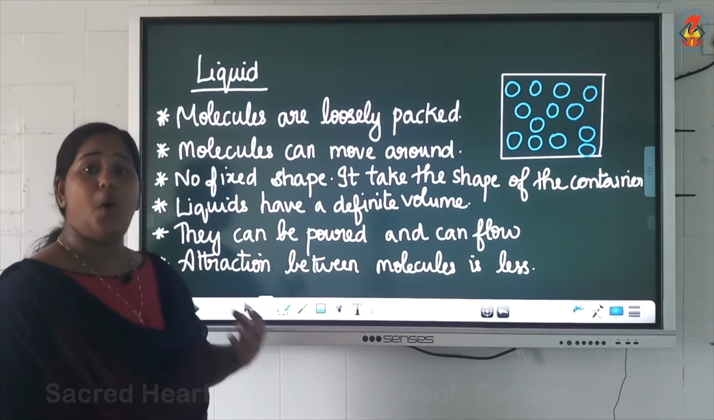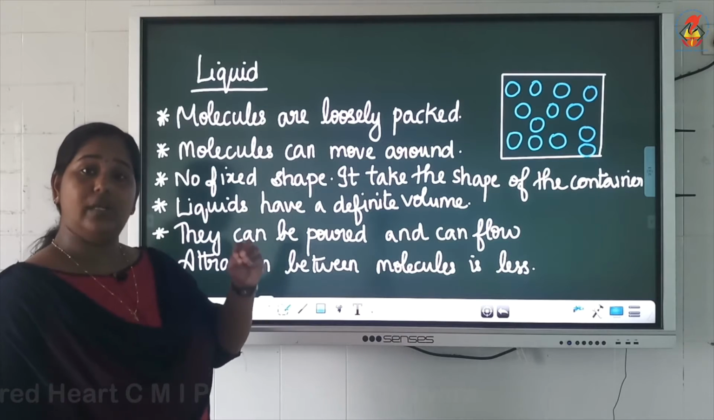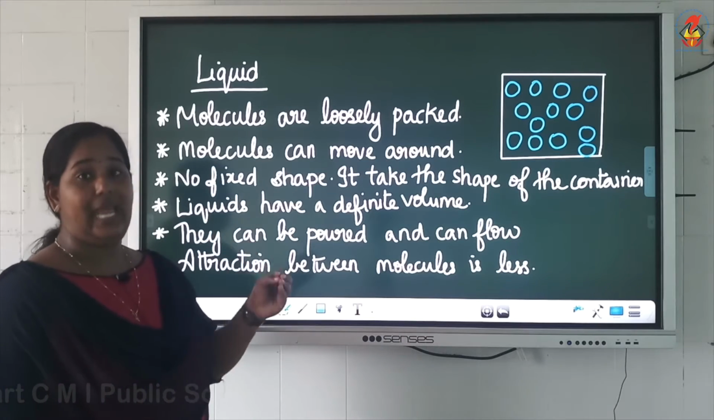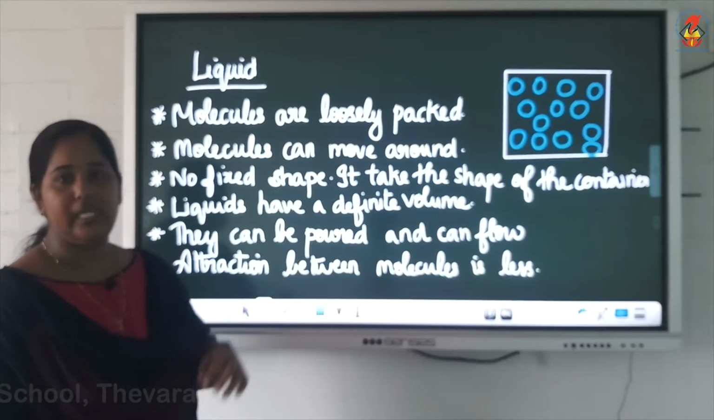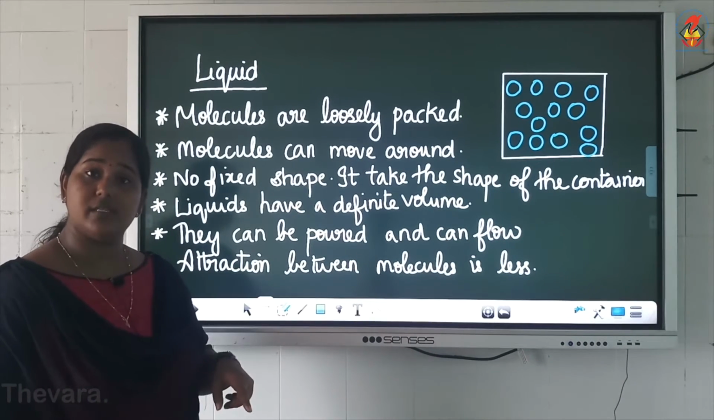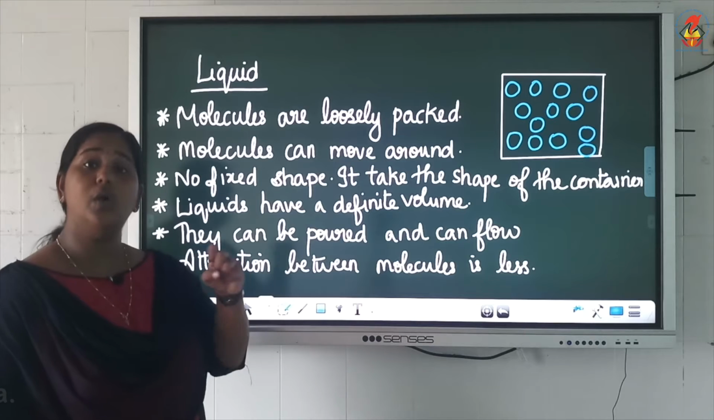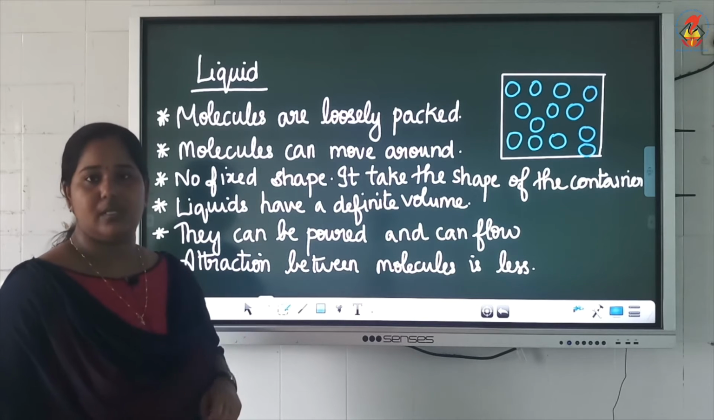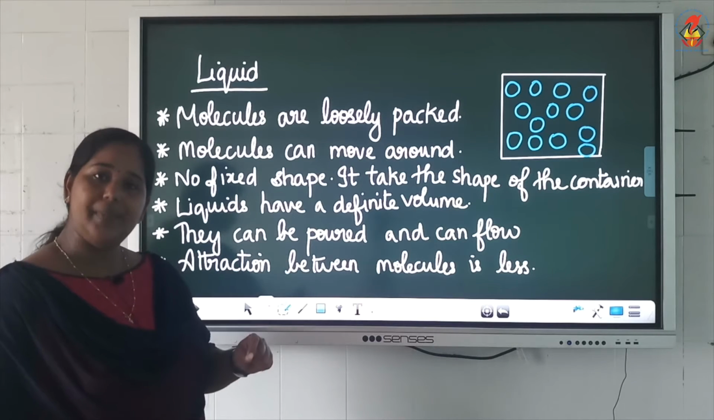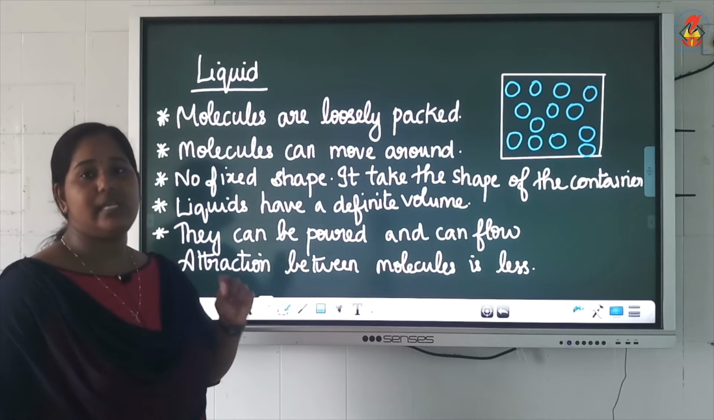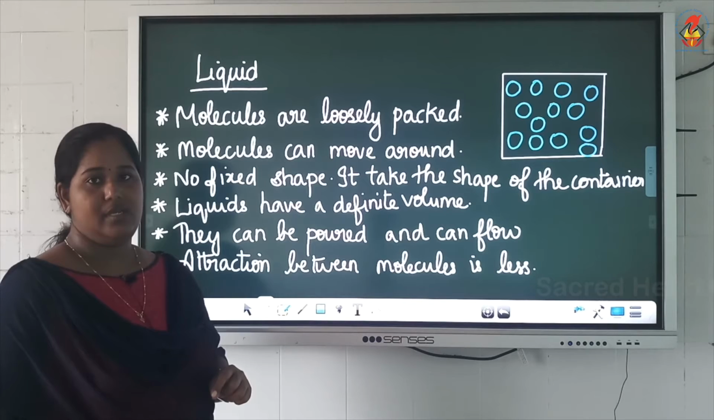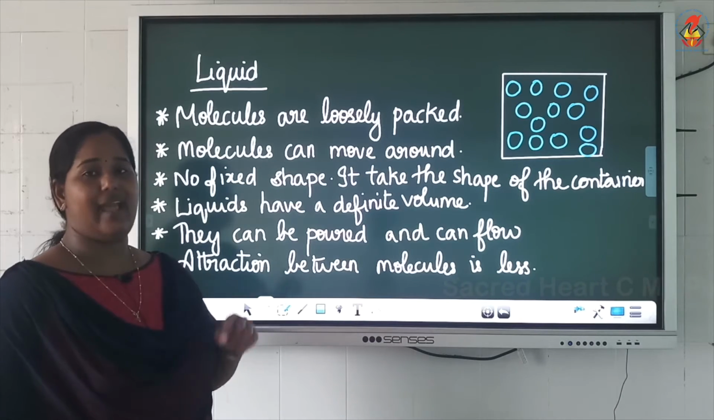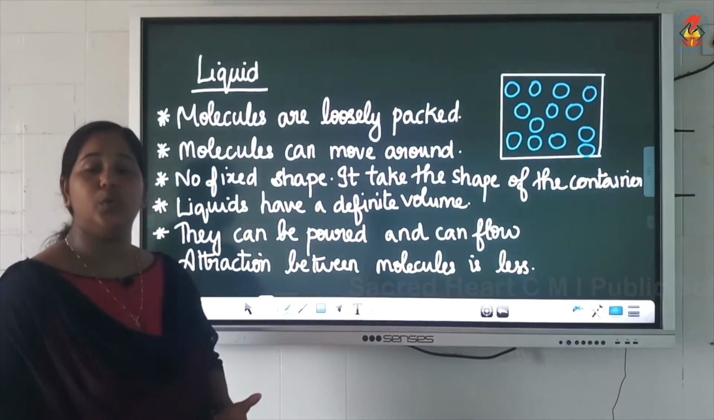And that is why liquids flow, and they can be poured into another container. Normally we pour liquids, isn't it? Do we pour solids? No. We just hold solids and we pour liquids. Liquids can be poured only because the molecules in liquids are loosely packed. And as they are loosely packed, the attraction between them is less and they are free to move.